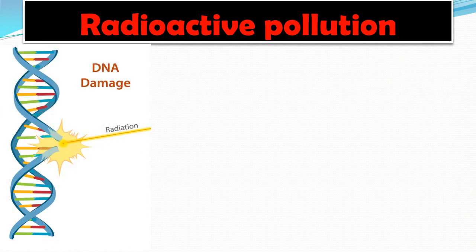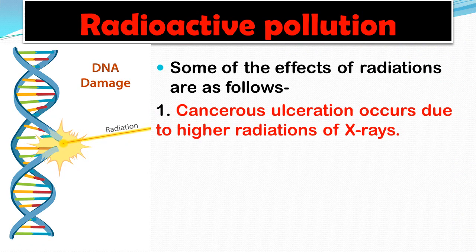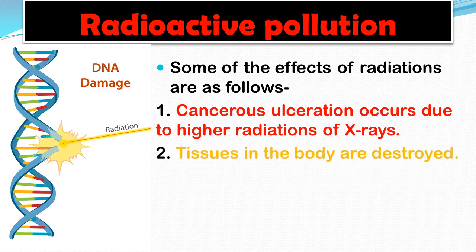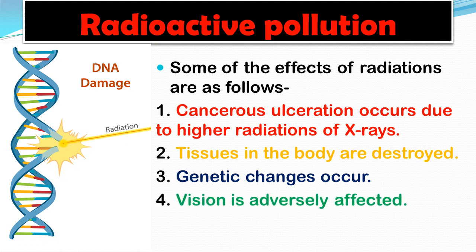Okay, now let us describe the effects of radiation, as follows. Some effects I have mentioned here. First effect is that cancerous ulceration occurs due to higher radiation of X-rays. Second, the tissues in the body are destroyed due to the radiation, and it can cause damage to the DNA. If the DNA is damaged, then cells and tissues, everything gets damaged. Third is that genetic changes occur, and these changes pass from one generation to the next generation. And fourth, vision is adversely affected by the radiation.